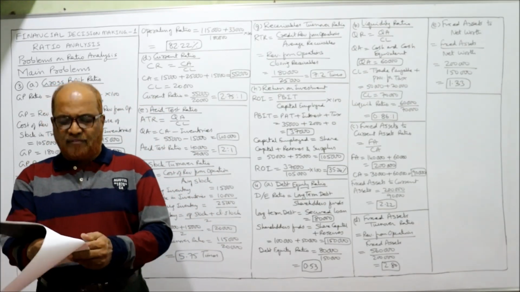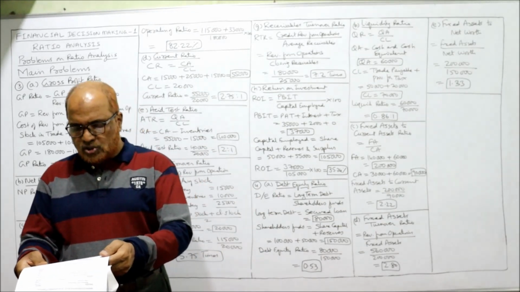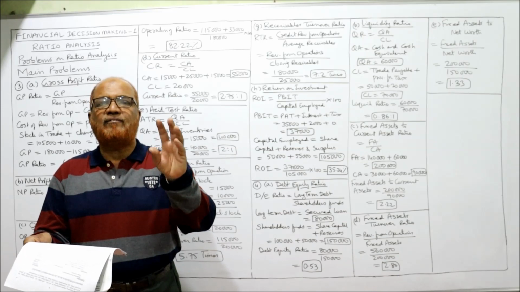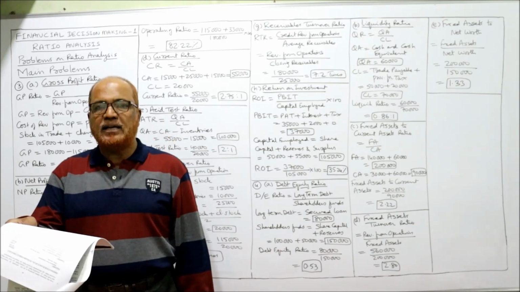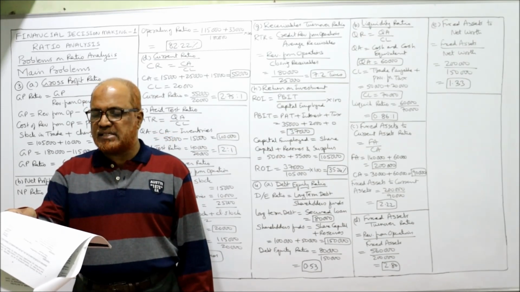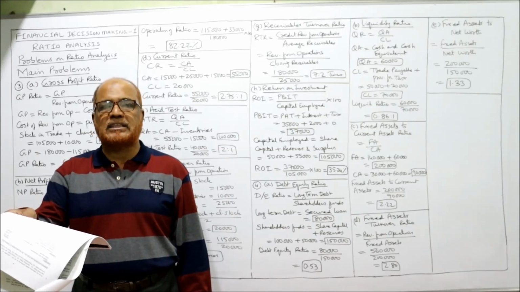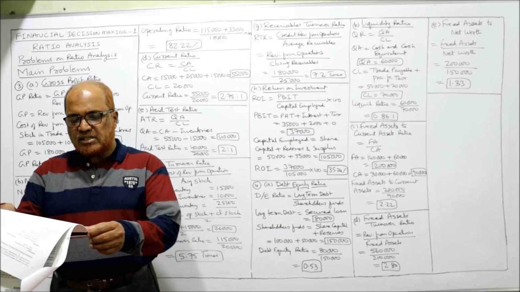Now, problem number 4. Calculate the following ratios for the balance sheet of Mannan Limited given below. So A, B, C, D, E. Only 5 ratios it is asking you: debt equity ratio, liquidity ratio, fixed assets to current assets, fixed assets turnover ratio, fixed assets to net worth. That's it. The balance sheet is given.